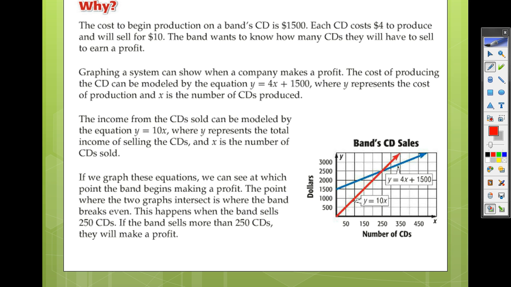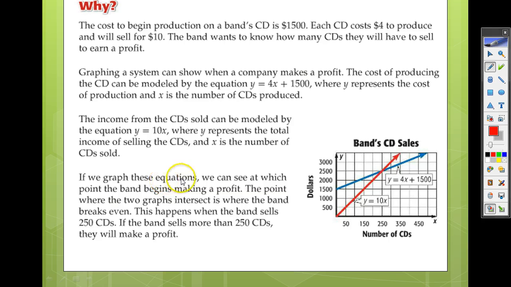The cost of producing the CD can be modeled by the equation y equals 4x plus 1,500. It's going to be 4 times each CD plus the 1,500, where y represents the cost of production and x is the number of CDs produced. The income from the CDs sold can be modeled by the equation y equals 10x. So every CD they sell times 10 is their income, where y represents the total income of selling the CDs and x is the number of CDs sold.